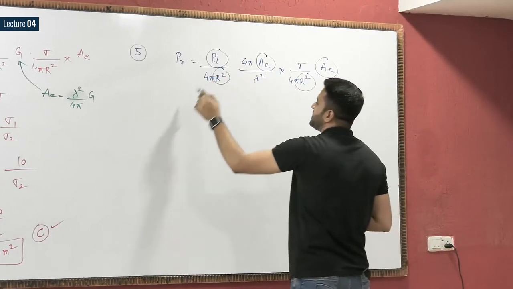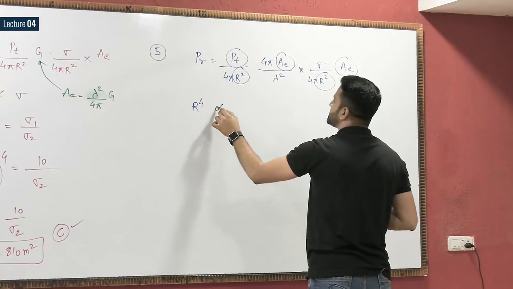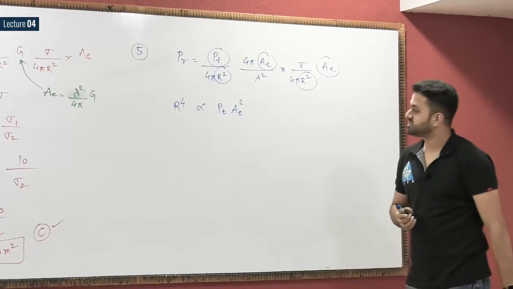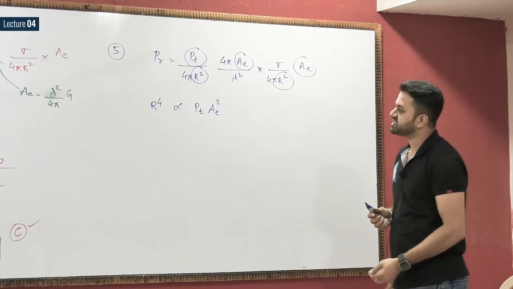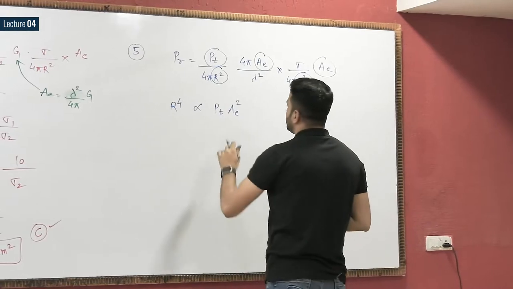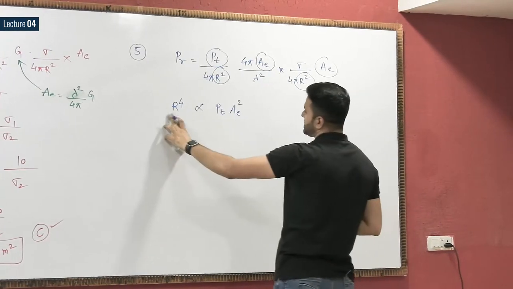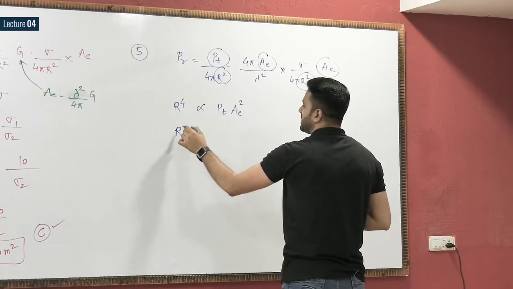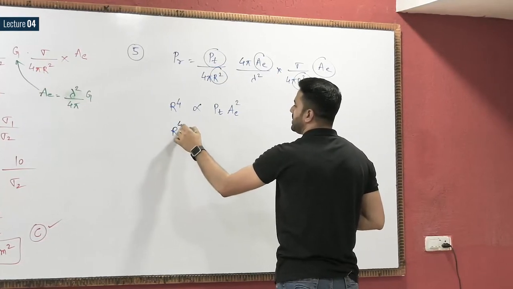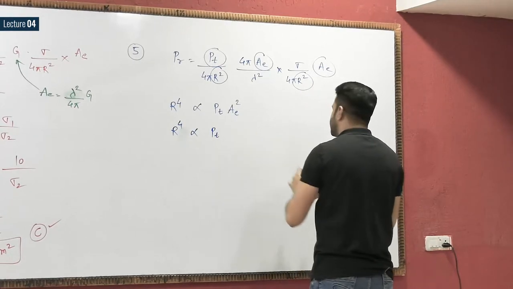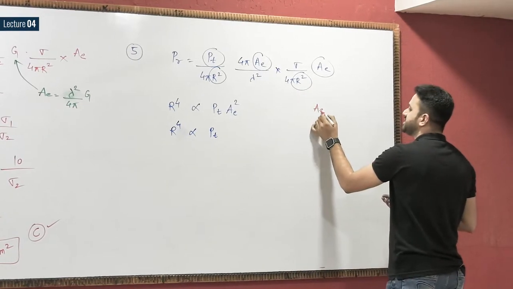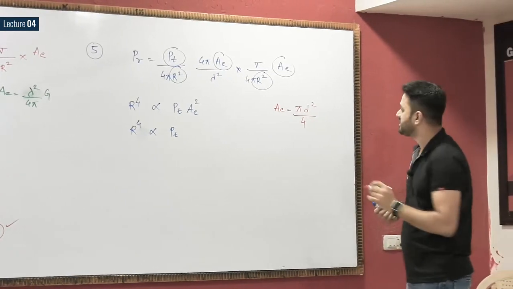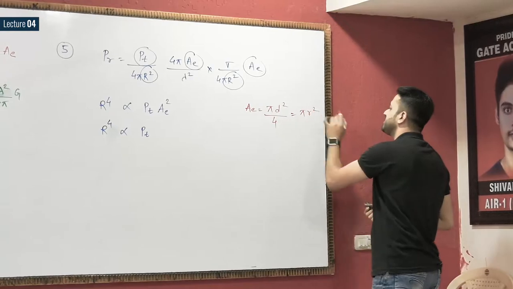So that means we can write R to the power 4 is proportional to PT into AE square. Can we write like this? If we can, then what will be the change in the ratio of range? So R to the power 4 is directly proportional to PT. This AE you can write separately here. This is pi d square by 4, isn't it? In terms of diameter, or you can write in terms of radius also.